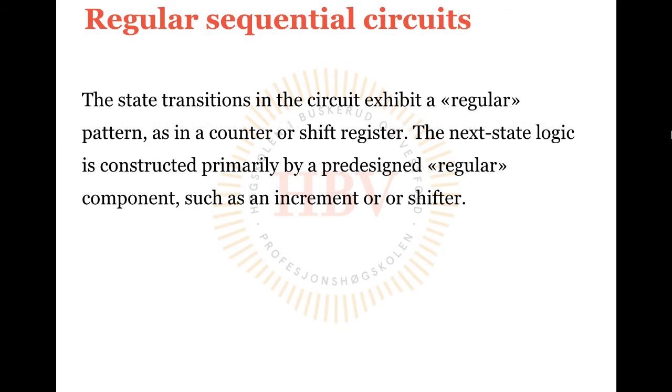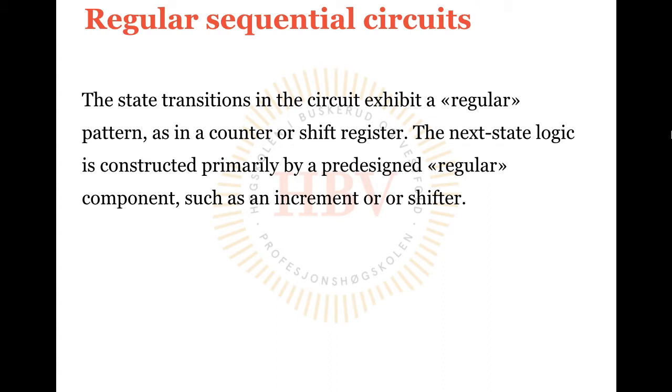Sequential circuits can be categorized into three different categories, depending on the next state logic. We have a regular sequential circuit, we have FSM, which is finite state machine, and we have FSMD, which is finite state machine with a data path. I will now talk about the differences.